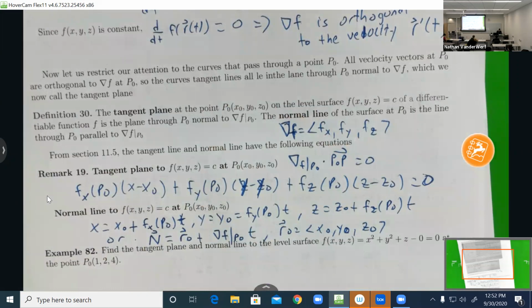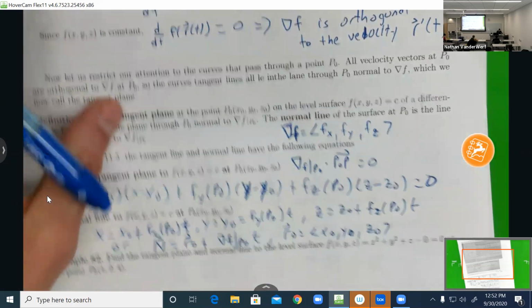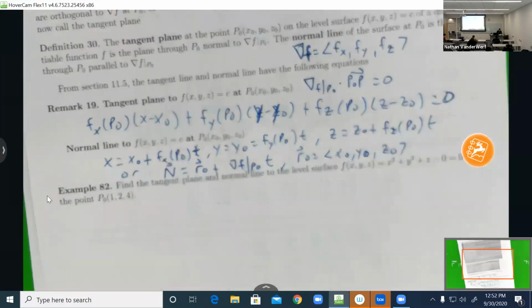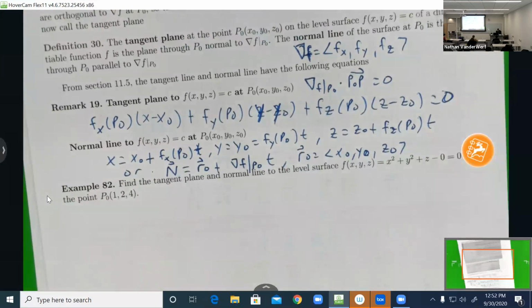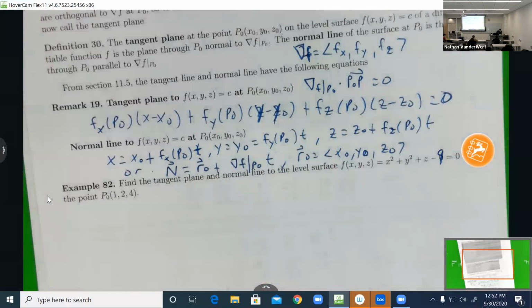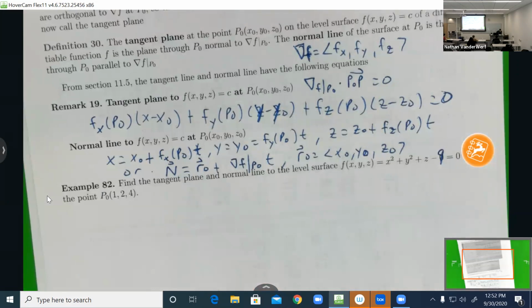All right, so let's do an example of this. Find the tangent plane and normal line to the level surface f(x, y, z) = x squared plus y squared plus z equals 9, I think I meant this to be 9, not that it matters really. It matters to make the point (1, 2, 4) work though.